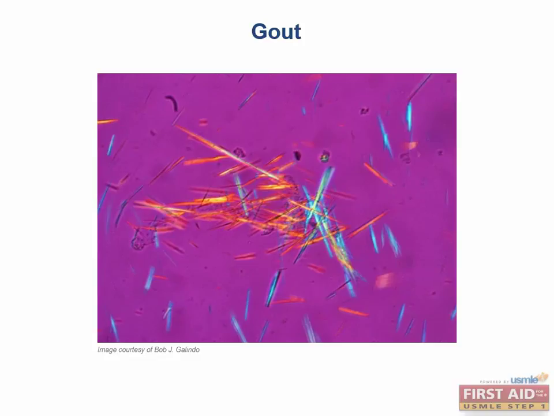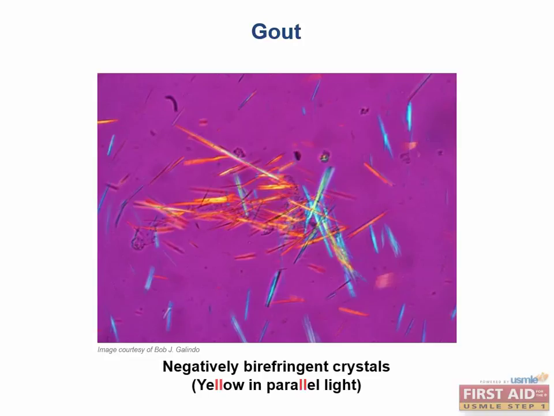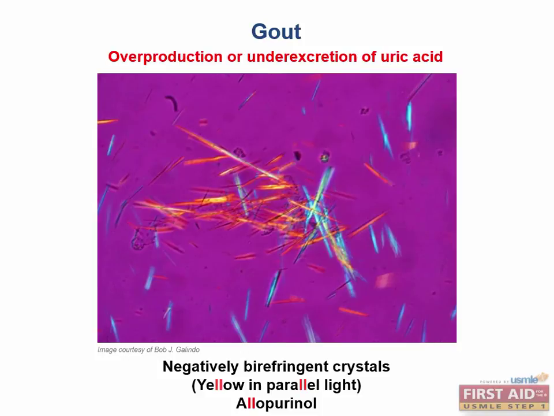Negatively birefringent crystals, or yellow crystals in parallel light. You can use the double L mnemonic highlighted here to help you remember the chronic treatment too, allopurinol. There are a lot of causes of gout, theoretically due to 2 major problems. Uric acid can either be overproduced or underexcreted, which can cause high serum levels, thereby leading to higher likelihood of crystal deposition. Of the 2, underexcretion represents 90% of cases.